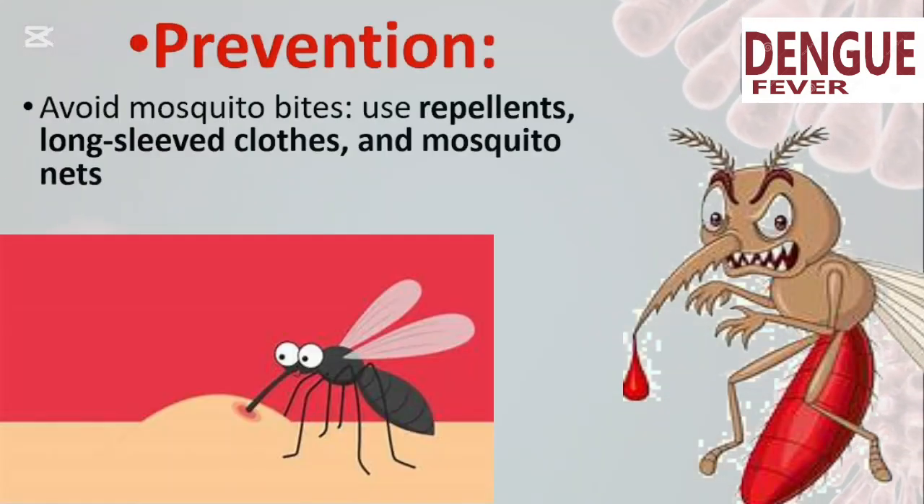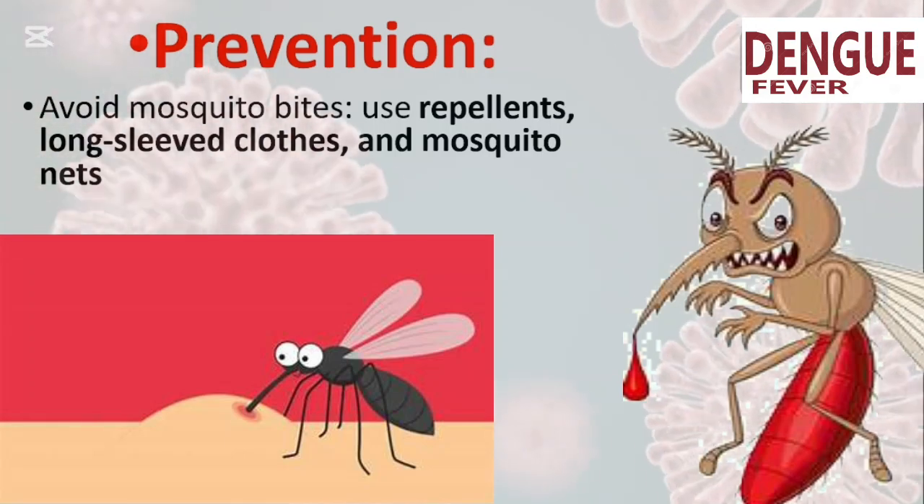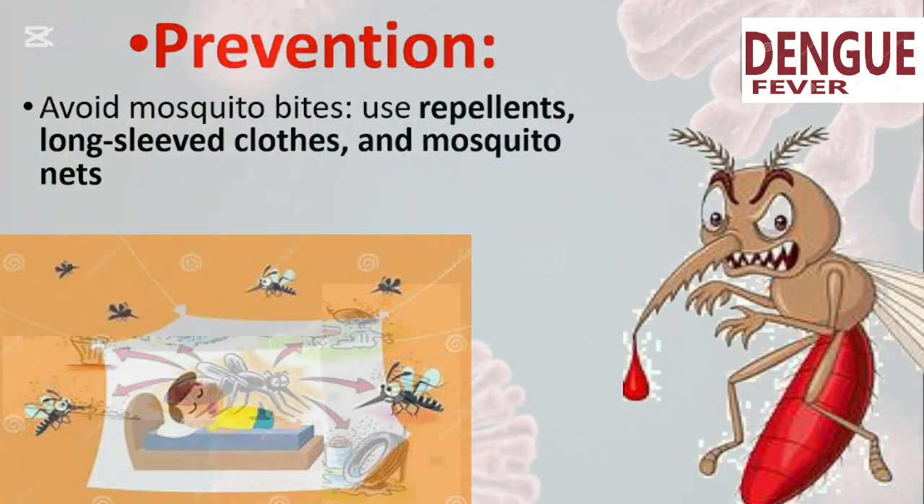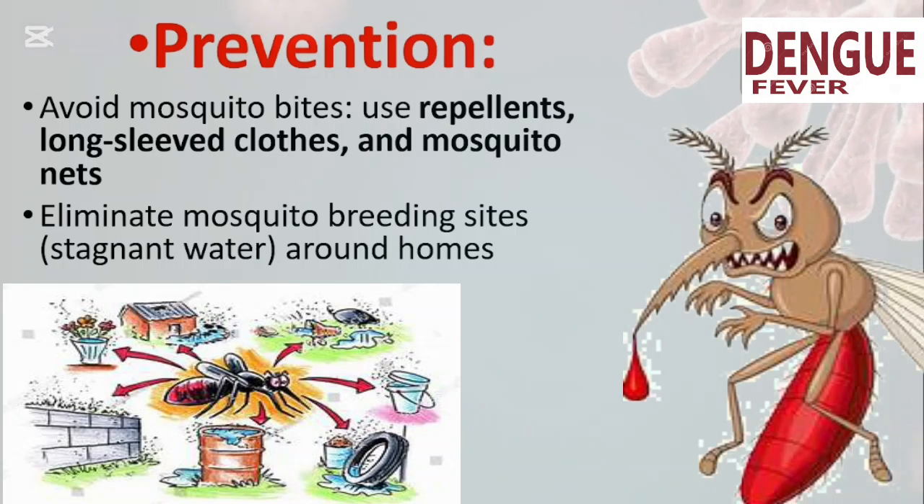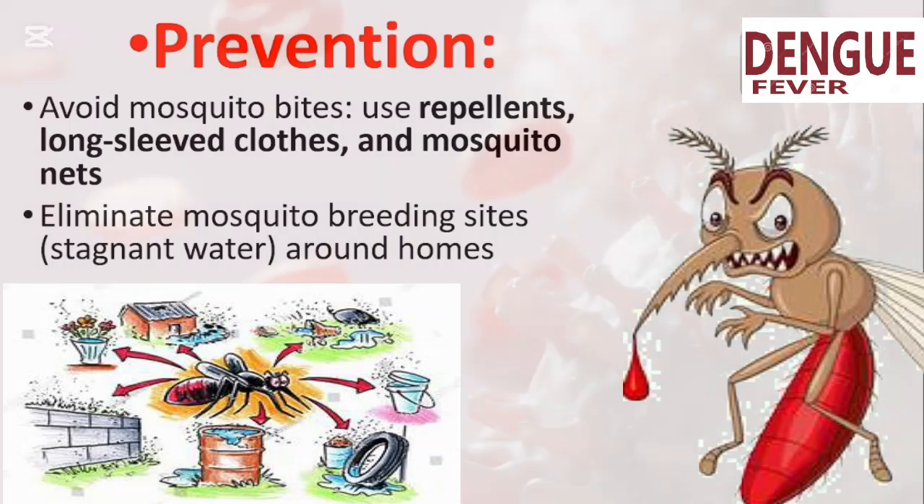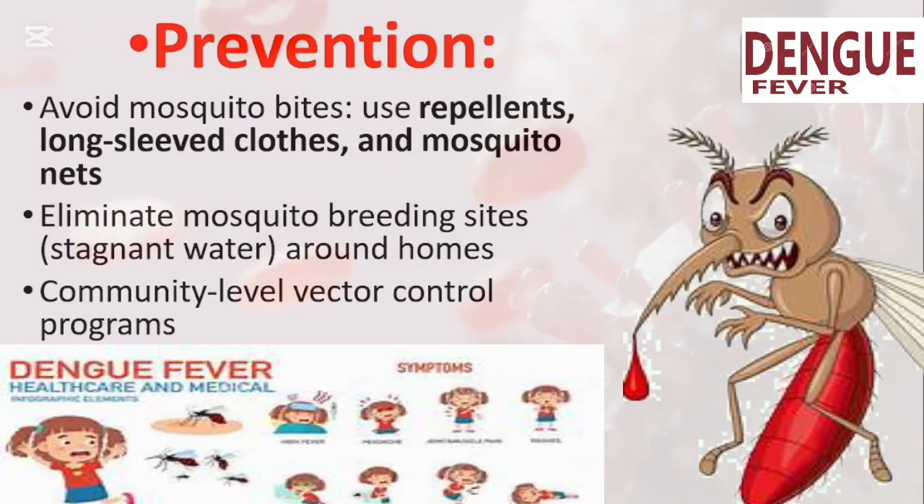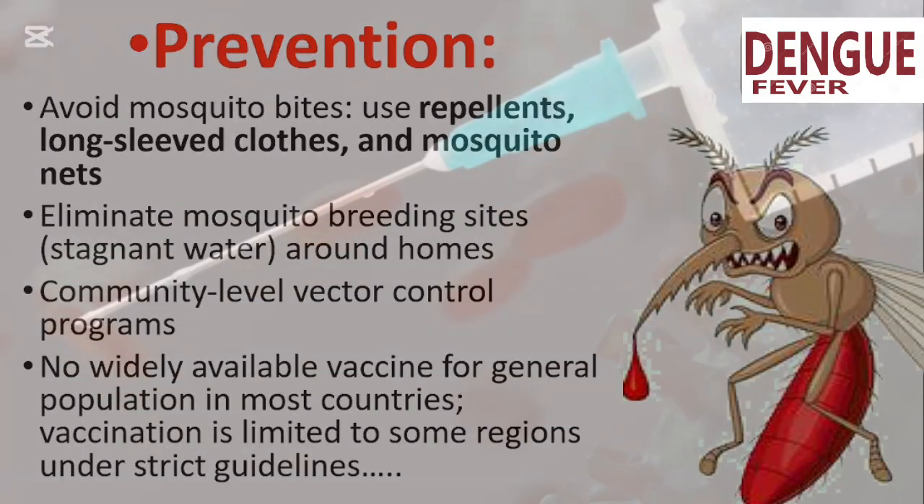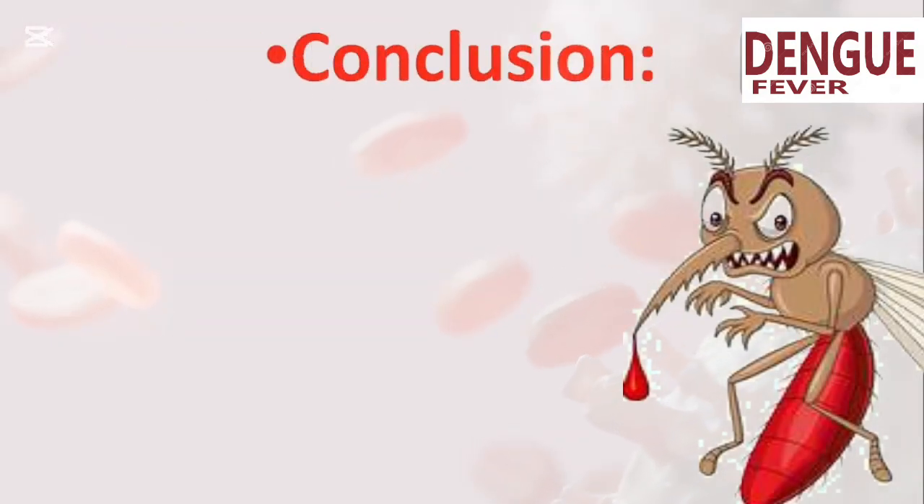Prevention: avoid mosquito bites. Use repellents, long-sleeved clothes, and mosquito nets. Eliminate mosquito breeding sites, stagnant water around homes. Community-level vector control programs. No widely available vaccine for the general population in most countries. Vaccination is limited to some regions under strict guidelines.